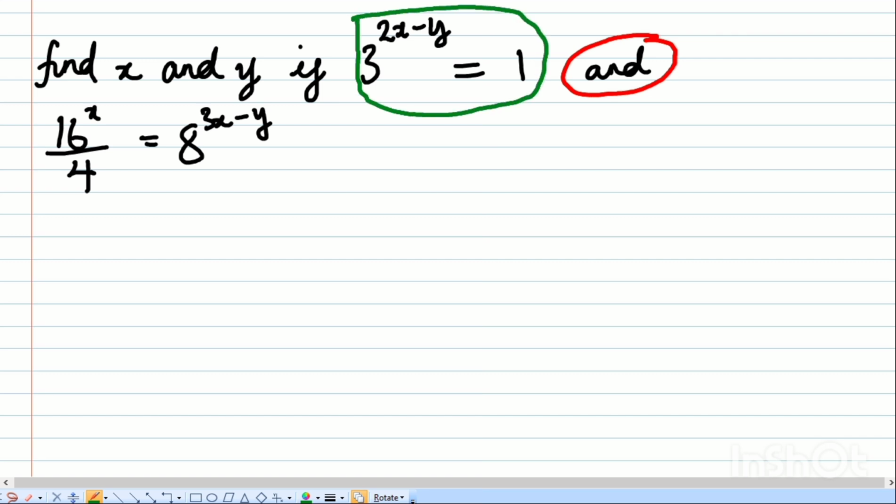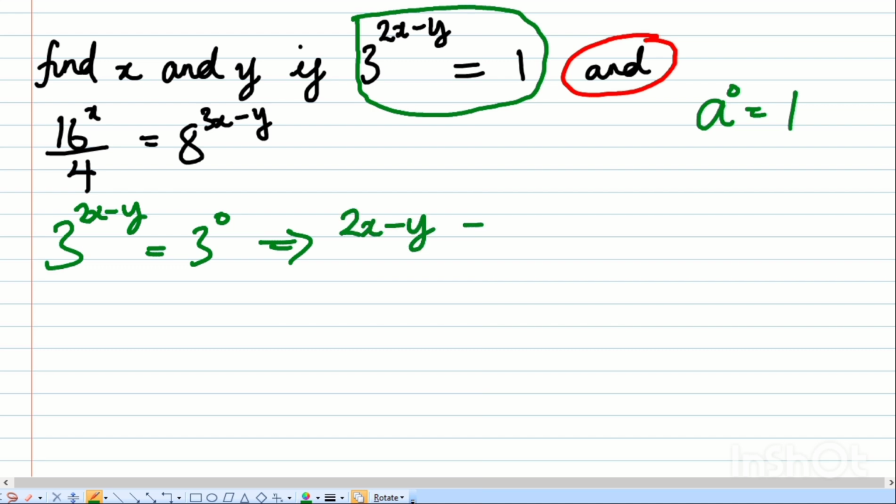For this first part, I'm just going to write it out. We have 3 raised to power 2x minus y equal to 1. I need to write the 1 in base 3 so that I can equate the bases and the powers. Remember that anything raised to power 0 is 1, so I can replace 1 with 3 raised to power 0. Since 3 raised to power 0 is still 1, nothing has changed. Now I have 3 on both sides, so I can equate the powers. This implies that 2x minus y is equal to 0, and that's my equation 1.